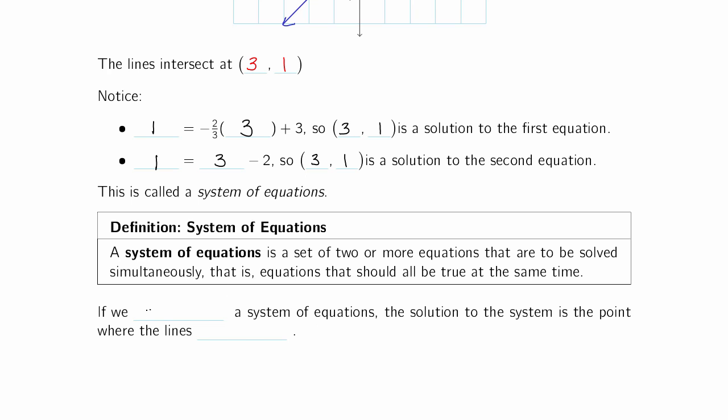If we do solve a system of linear equations in two variables, the solution to that system is the point where the lines intersect. So that means we can draw the graph and look at where the lines intersect in order to find out the solution to the system. We can also solve the system if we want to know where two lines intersect.